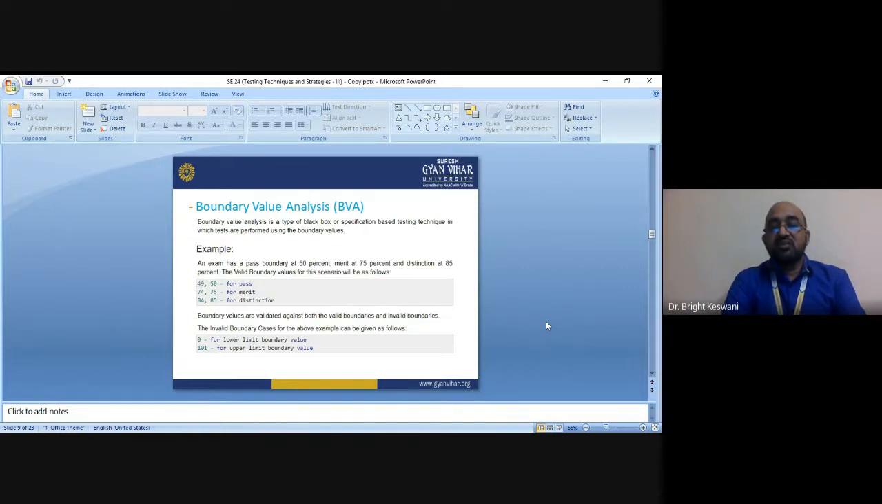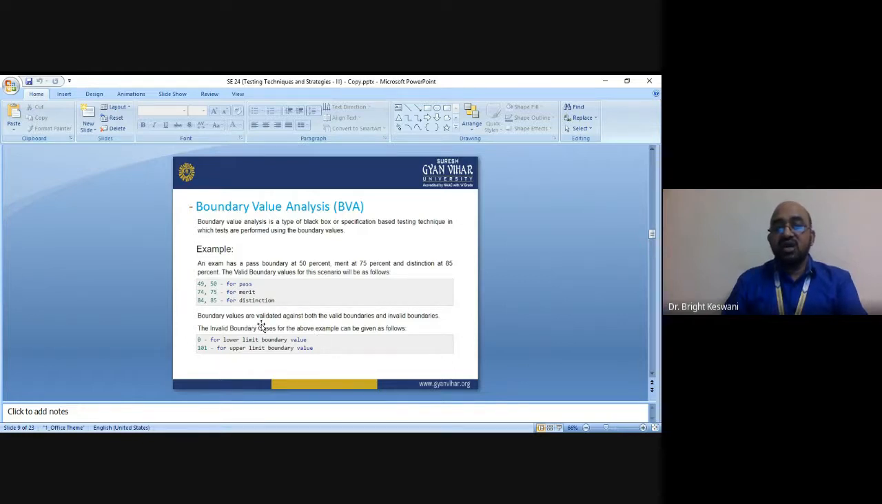In the given example, you can very much understand this boundary value analysis through the example. Suppose an exam has a pass boundary at 50%, merit at 75%, and distinction at 85%. The valid boundary values for the scenario will be 49 and 50 for pass, 74 and 75 for merit, and 84 and 85 for distinction.